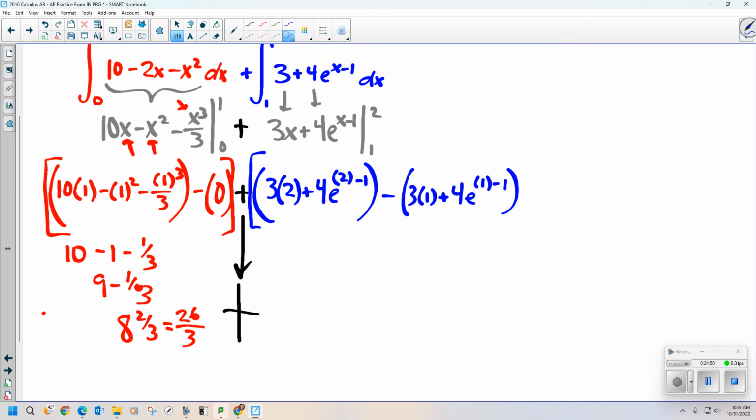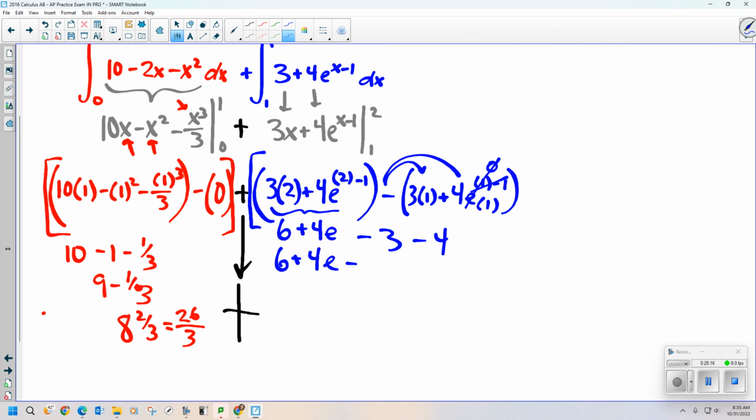it's going to be 6 plus 4e to the 2 minus 1. That's it, just 4e. I got to distribute this. Minus 3. This is 0, which means e to the 0 is just 1. Minus 4. Does that look right? Yeah, it does. So we have 6 plus 4e minus 7. 6 minus 7 is a negative 1 plus 4e.